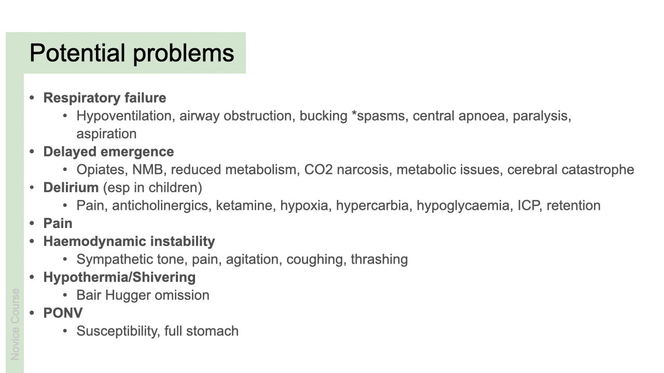So the potential problems we might experience are respiratory failure. Patients might hyperventilate, which could be as a result of the drugs we've given them. They could have airway obstruction. They could be bucking. It could be laryngospasm, bronchospasm. They could have central apnea, by which I mean they've had an agent that has rendered them apneic, like a strong opiate. They could have had a cerebrovascular incident. There may be ongoing paralysis, or they may have aspirated. So those are all important things to think about if you have a patient with respiratory failure. Secondly, there might be delayed emergence. So things seem to be progressing very, very slowly through those stages of anaesthesia.